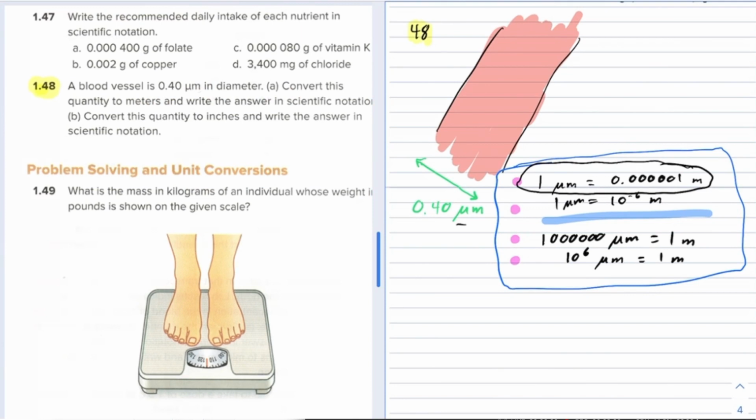So we start with our measurement of the blood vessel, which is 0.40 micrometers. And we're going from micrometers to meters. So we're going to put micrometers on the bottom because we want to get rid of micrometers, and convert it to meters, put that on top. So you turn the relation into a conversion factor. The 1 micrometer goes on the bottom, and 0.000001 meters goes on top. And you can see how the micrometer units cancel.